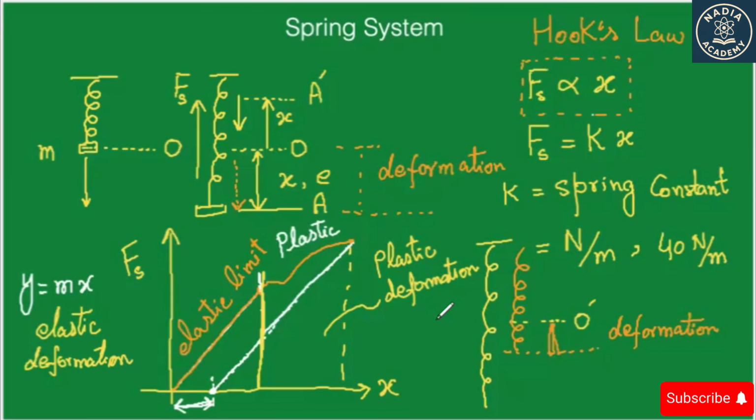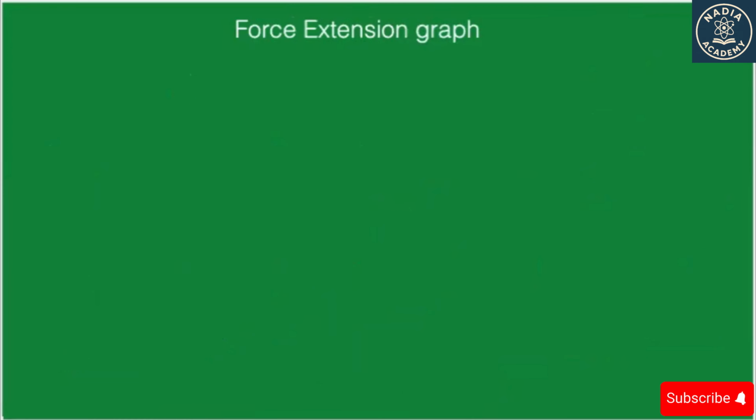So Hooke's law says that Fs is directly proportional to the extension. That's why it only holds within the linear region. And once your graph turns non-linear, you are no longer within the limits of Hooke's law. You have crossed the Hooke's law limits.